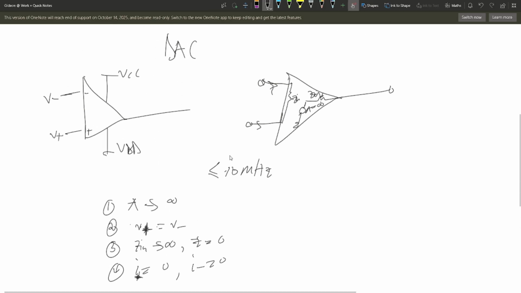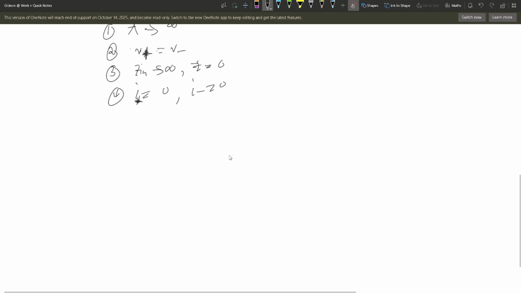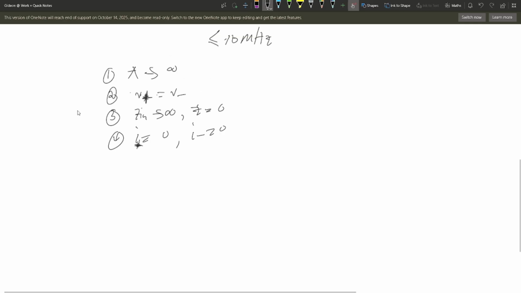So the op-amp is used in two forms. We have the open loop properties of the op-amp, which I'm going to discuss briefly, and also we have the closed loop properties or behavior of the op-amp. Now in the open loop op-amp, this is the normal op-amp like this. Now the V plus, the V minus. What we have is the gain of this op-amp.